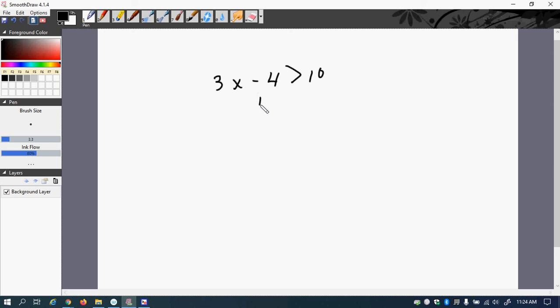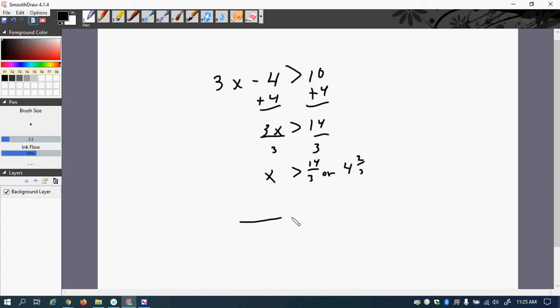So I'll add 4 to both sides. And so now I get 3x greater than 14. And then I'll divide by 3. And so then I get x greater than 14 thirds. Or if I want to get it into a decimal form, 3 goes into 14 at least 4 and 2/3 times. So that gives me an idea of where it is on my number line.